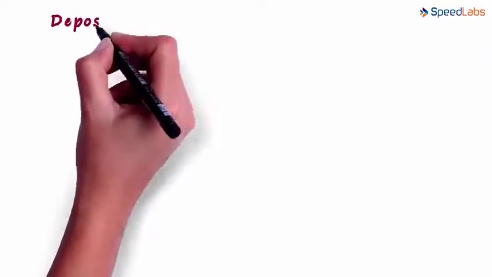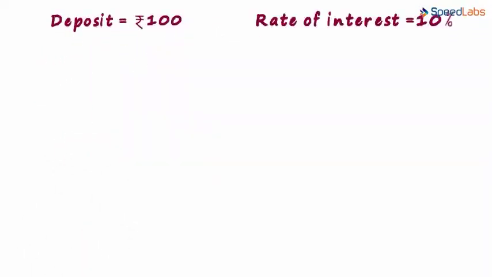Assume you deposit 100 rupees in a bank at a rate of 10%. What does this exactly mean? We know that 10% of 100 is 10. So if you deposit 100 rupees with a bank, you will get 110 rupees at the end of the year. But what about the second year, the third year, and so on?